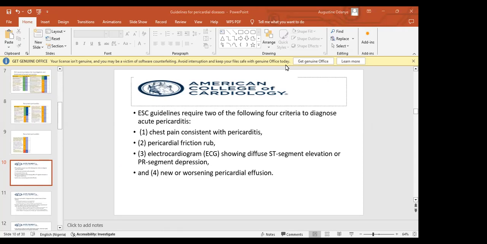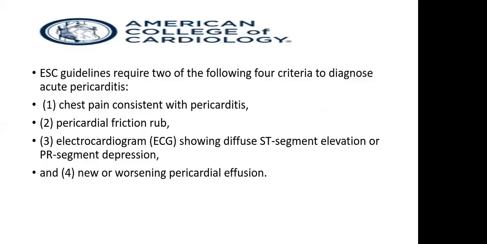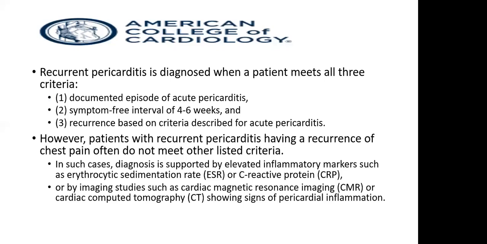I also checked the American guideline, the American College of Cardiology, and they also followed the laid down diagnostic criteria by the ESC, basically just to emphasize the extra things that they talked about. So they still agreed with what the ESC outlined, which we talked about earlier. However, for recurrent pericarditis to be diagnosed, they said that patients should meet any of these 3 criteria: a documented episode of acute pericarditis, a symptom-free interval of 4 to 6 weeks, and recurrence based on criteria described as acute pericarditis.